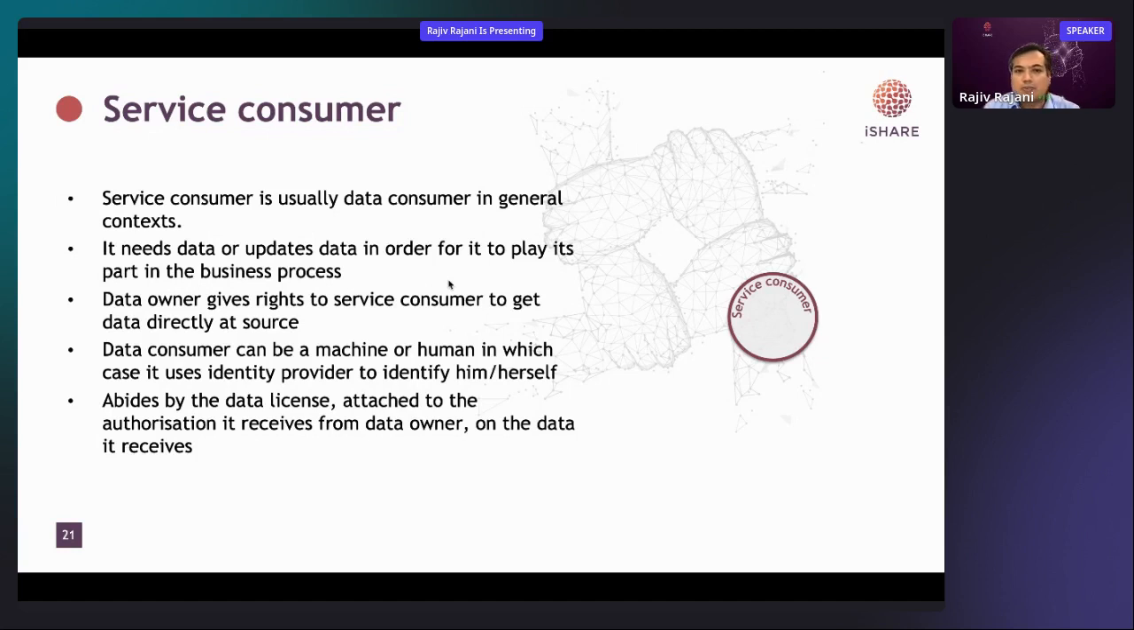In case of a human, of course, it needs to be identified by an identity provider. And it is the service consumer who always abides by the data license, because it received the data license along with the authorization on the data set, which determines what the usage policy of the data is, right? So as a consumer of that data, you make sure that you abide by that license before actually using that data.